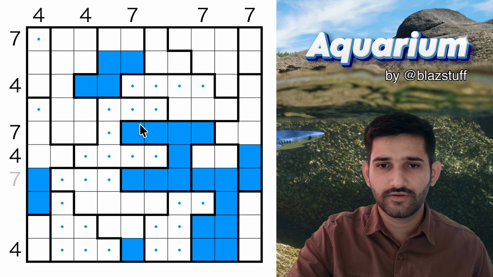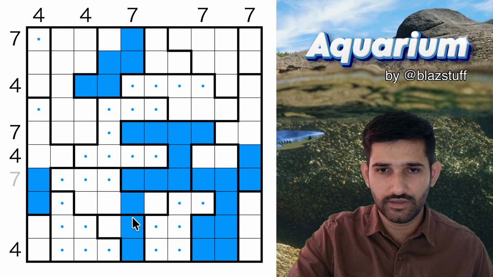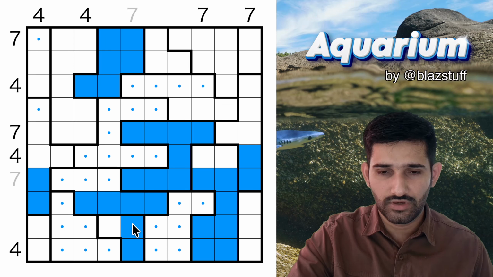Right, now look at this seven. We already have three empty cells, so the rest of the cells have to be filled. This is filled, this is filled, and this is filled. So this seven is complete. And now I'll just fill the container based on the levels. So this container, the whole level is filled, and same goes here.